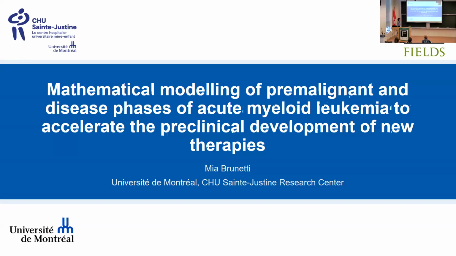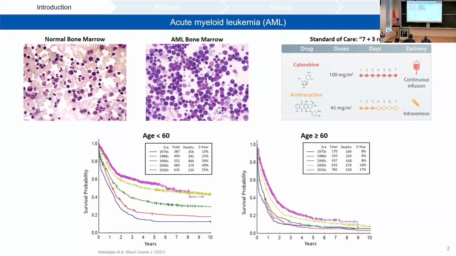Like I said, today I'm going to talk about the mathematical modeling of premalignant and disease phases of acute myeloid leukemia to accelerate the preclinical development of new therapies. So as many of you know, acute myeloid leukemia is one of the most aggressive leukemia subtypes that exists. And it's characterized by this massive proliferation of myeloblasts in the bone marrow of patients that can no longer differentiate into fully mature blood cells.